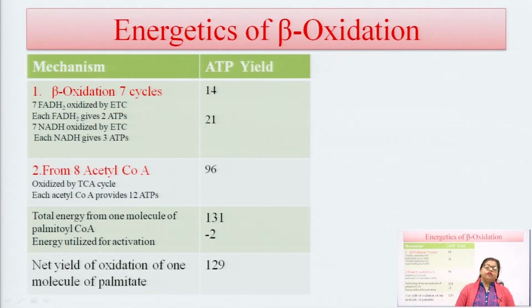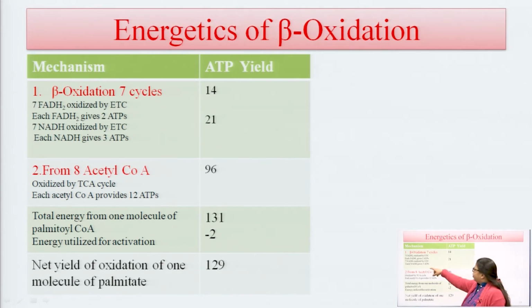Now the total energy produced in beta oxidation, because various high energy molecules are formed in this reaction. In beta oxidation we oxidize palmitic acid, so for the formation of acetyl coenzyme A the reaction is repeated 7 times. So beta oxidation contains 7 cycles. There is formation of 7 FADH2, because in one reaction there is formation of 1 FADH2, and formation of 7 NADH in 7 reactions.